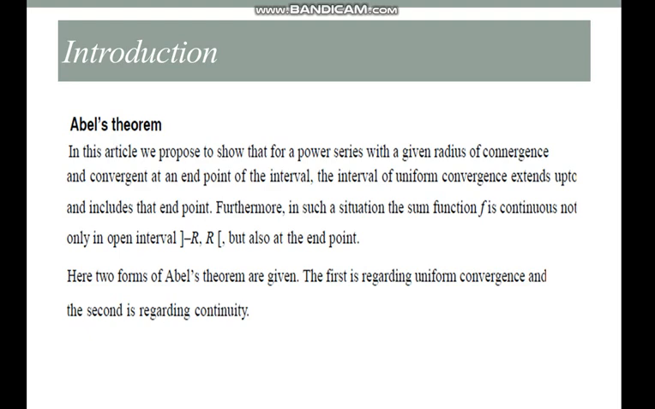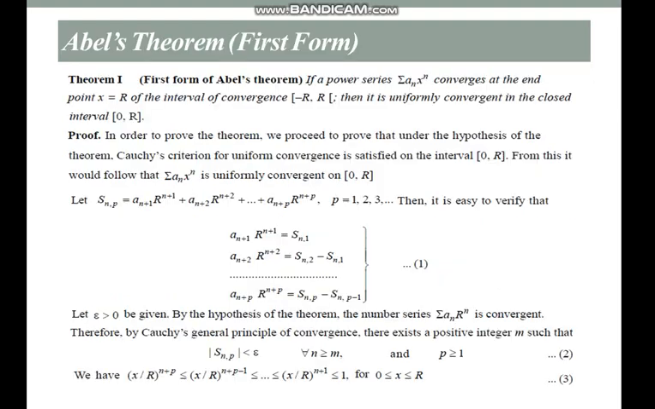Here two forms of Abel's theorem are given. The first is regarding the uniform convergence and the second is regarding the continuity. The first form of Abel's theorem is that if a power series summation a_n x^n converges at the endpoint x = R of the interval of convergence, which is the open interval -R to R, then it is uniformly convergent in the closed interval 0 to R.